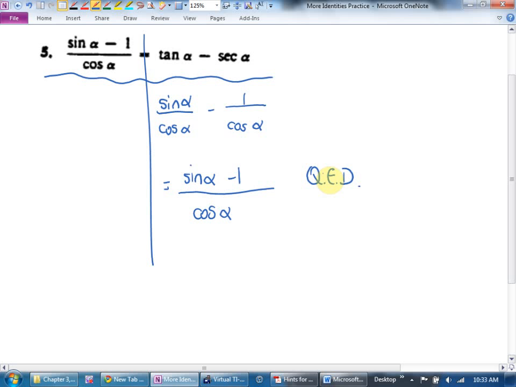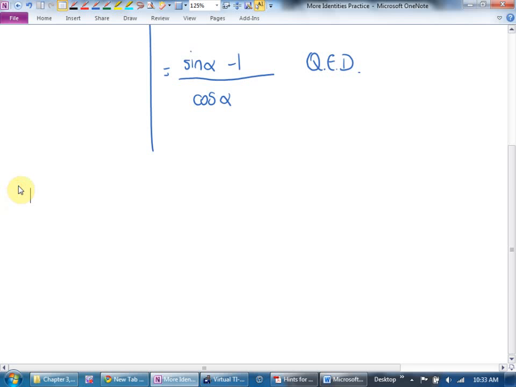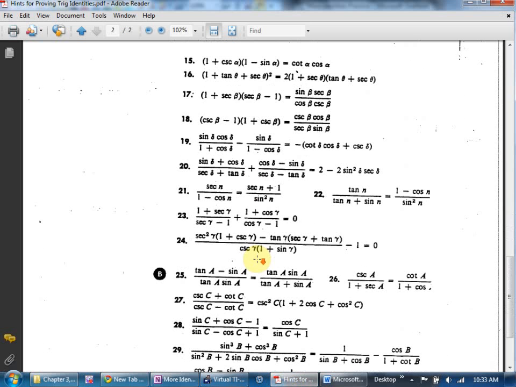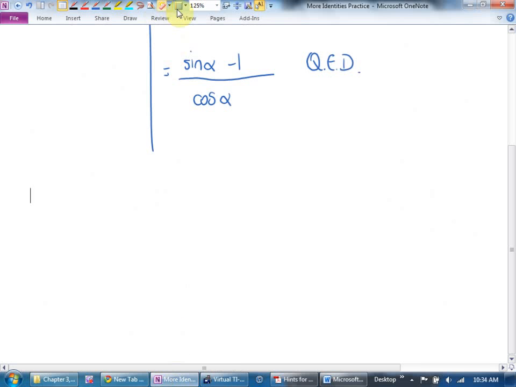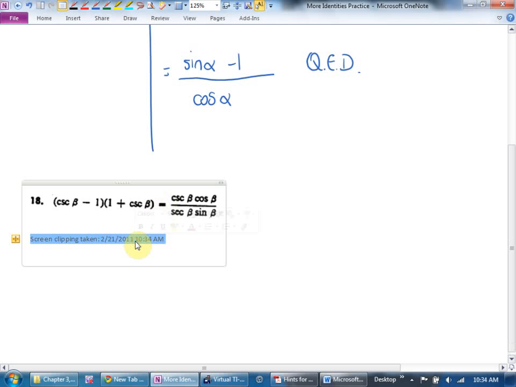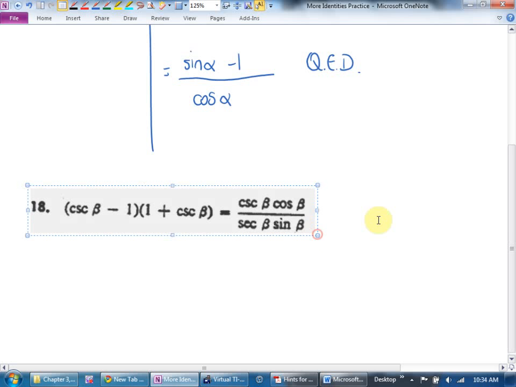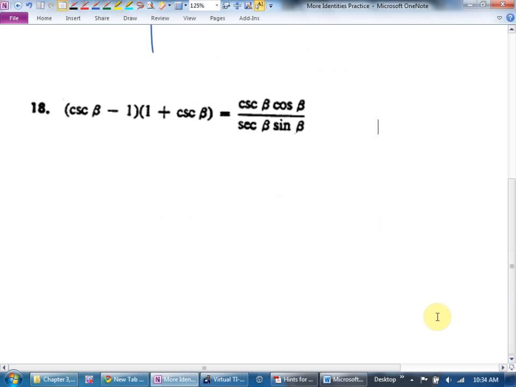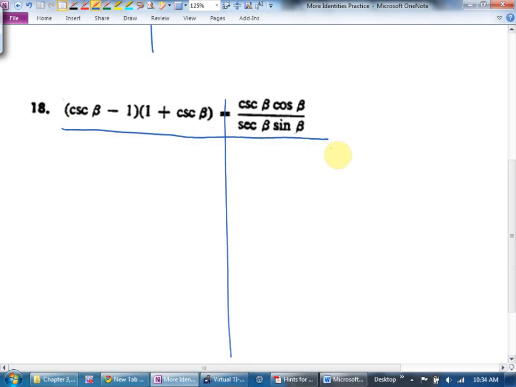One, two, three, four, five, six. Next one's going to take us anywhere from 7 to 10 lines, depending on how we write it. Okay? Ready? We're in the deep end now. Don't worry. Piece of cake. I'm going to do number 18. This bad boy here. Cosecant beta minus 1, 1 plus cosecant beta, cosecant beta, cos beta, all over secant beta, sine beta.